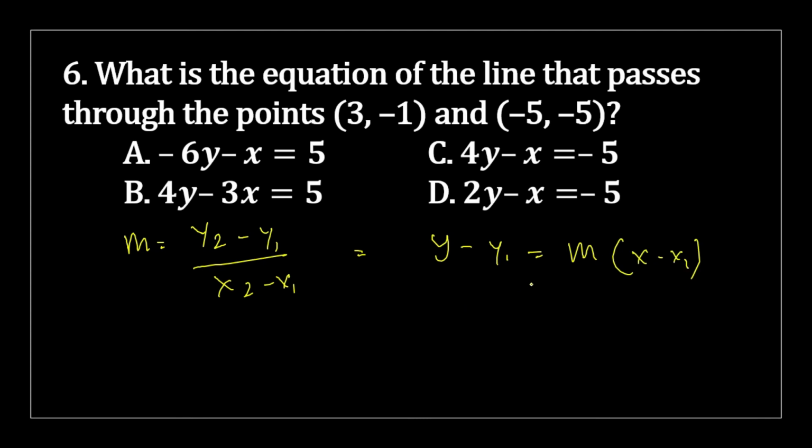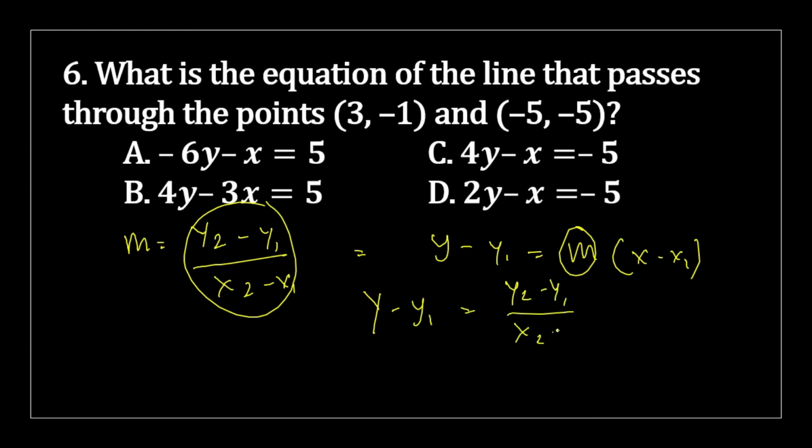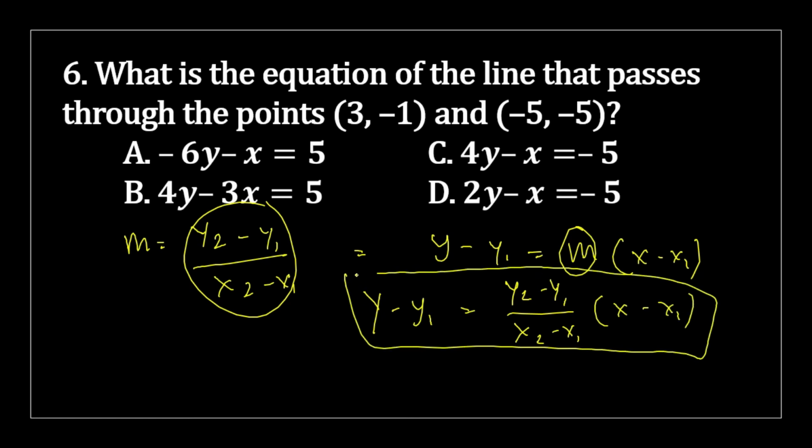In this case, we're going to combine this formula. We will put this here so that we could get a single formula. So y minus y sub 1 is equal to y sub 2 minus y sub 1 over x sub 2 minus x sub 1 multiplied by x minus x sub 1. So this will be our formula that we're going to use. This is what we call the two-point form formula. Because the given is 2 points, and we're going to find the equation using 2 points. So we will use this.